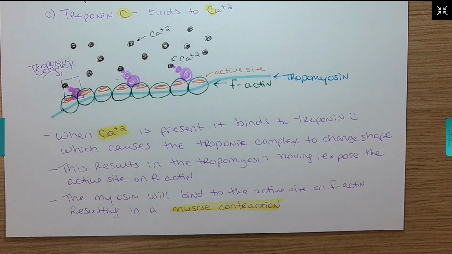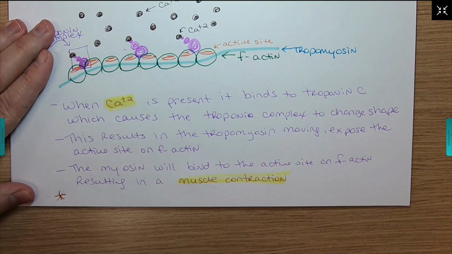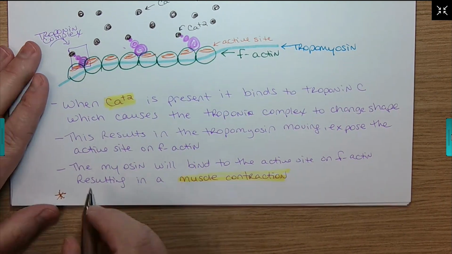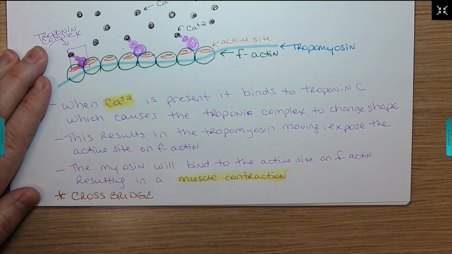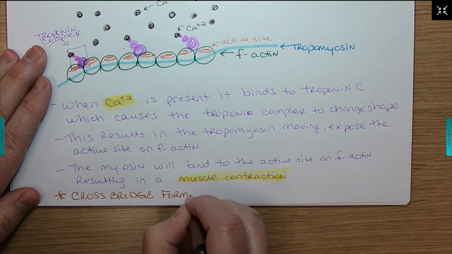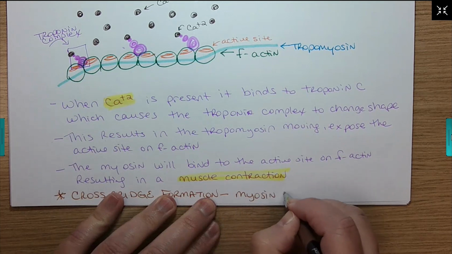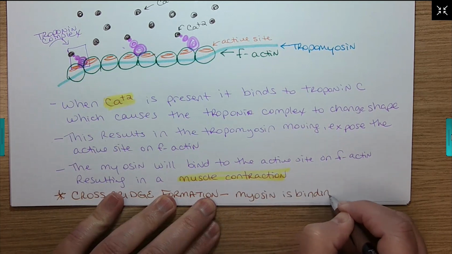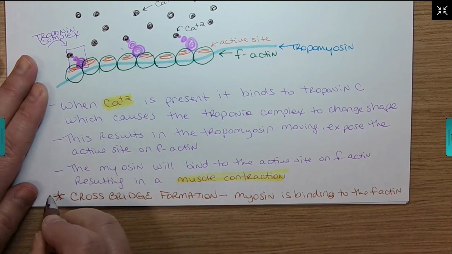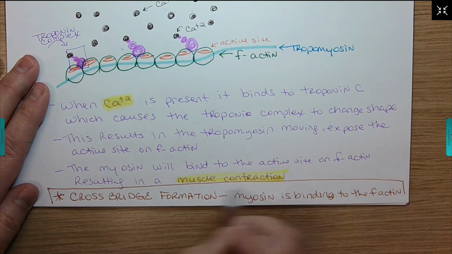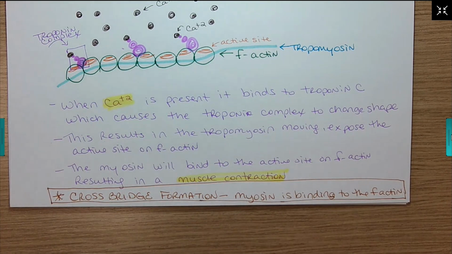Just so I don't have to keep saying myosin binding to active site on F-actin all the time, I'm going to give you all a new phrase. It's called cross-bridge formation. We're going to talk more about this next time. And all that means is the myosin is binding to the F-actin molecule. So that's all we're saying. So instead of saying that big, huge, long phrase, that's mostly referred to as cross-bridge formation.